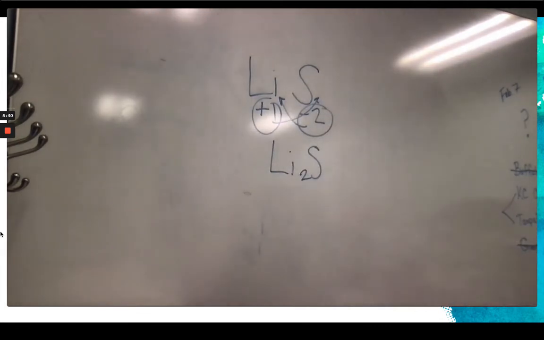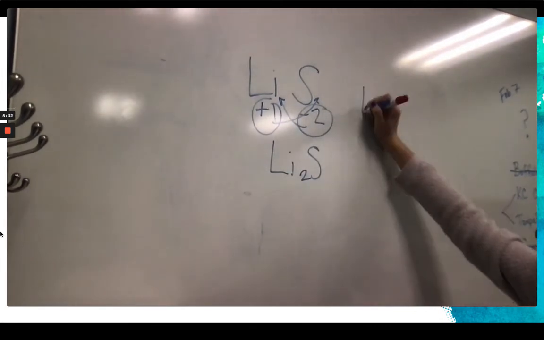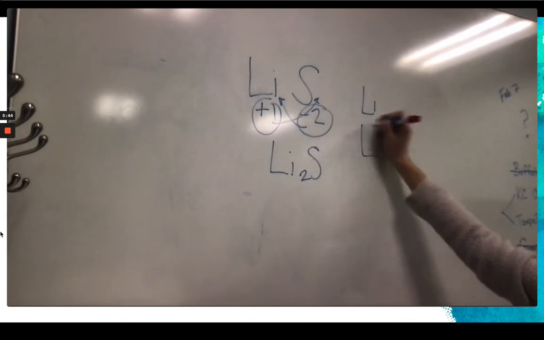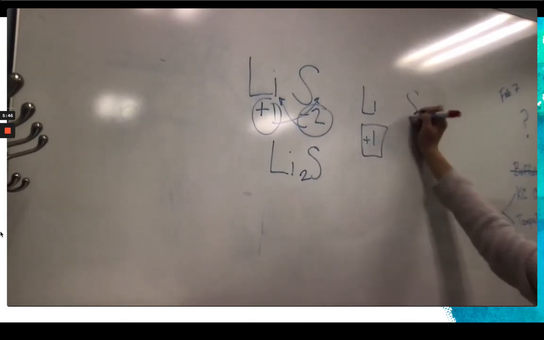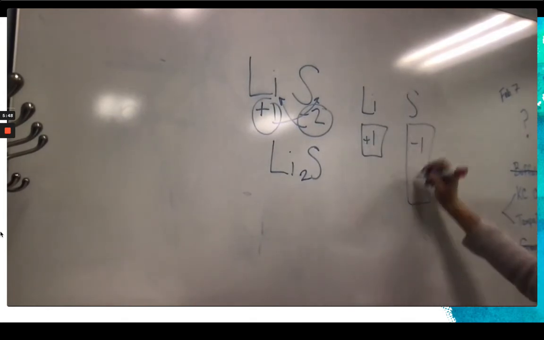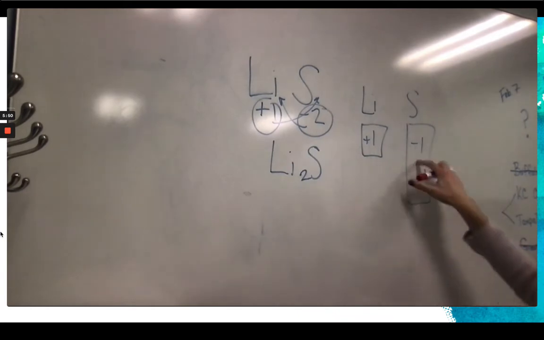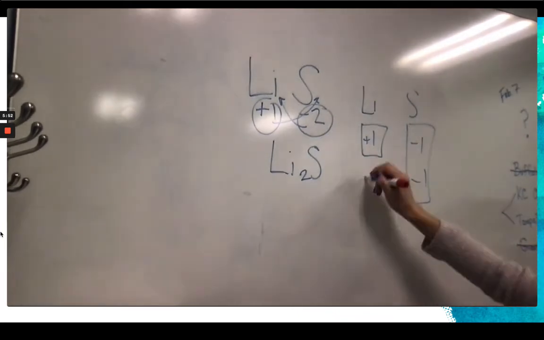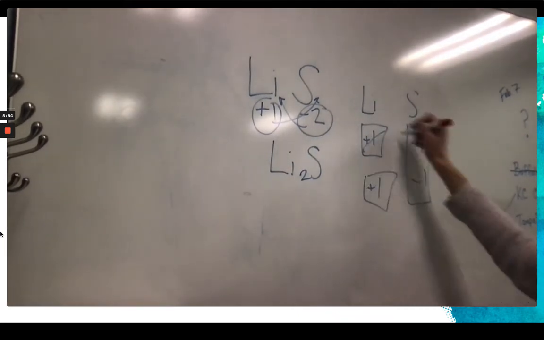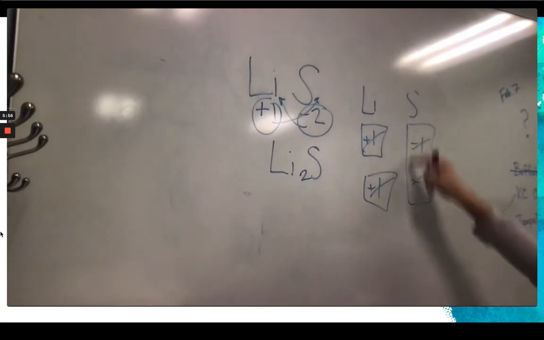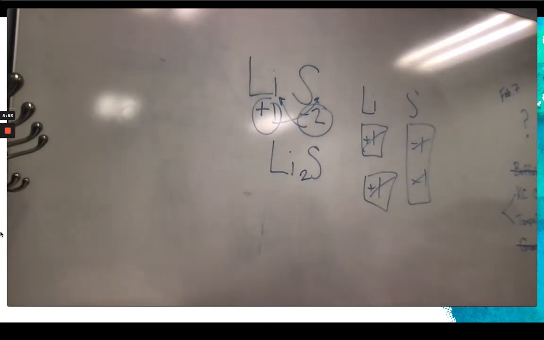I want to show you that box method one more time, just in case you're confused. So Li has a +1 charge, whereas sulfur has a -2 charge, so 1 box with 2 negatives. We need to add 1 more +1 box so that we can cancel everything, leaving sulfur with 1 box and lithium with 2 to give us Li2S.